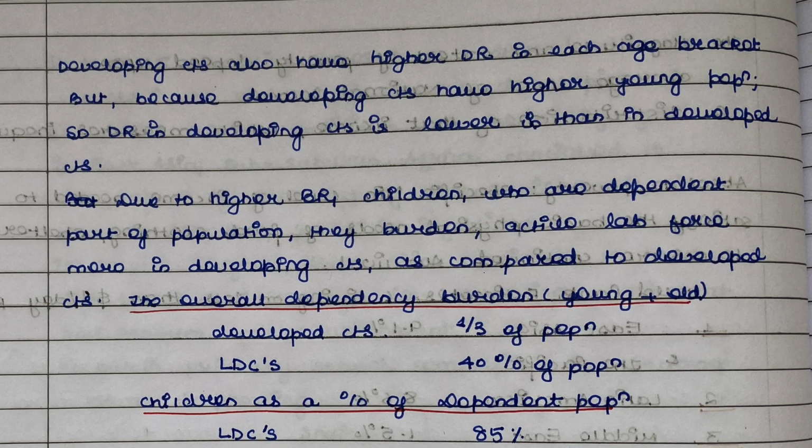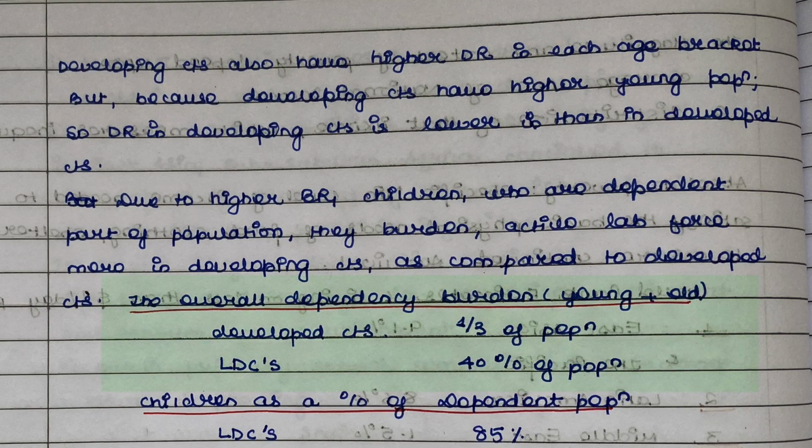So they say that if you look at developed and developing countries and you look at the overall dependency burden, who are the dependent part of the population? Very young people, let's say below 15 years, and old age people above 59 years or above 65 years, whatever you want to take. Those people are not going to work. They are dependent upon the working age population. So in developed countries, around 33% of the population is dependent, both very young and old. In least developed countries, 40% of the population is dependent. They're burdened. They already do not have income. And they are burdened with more dependent population.